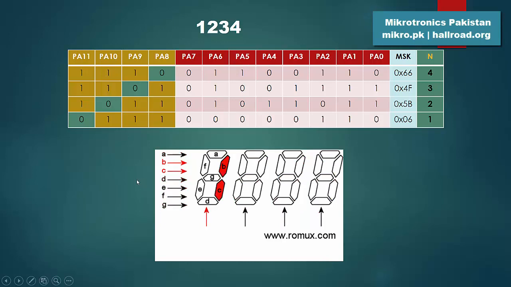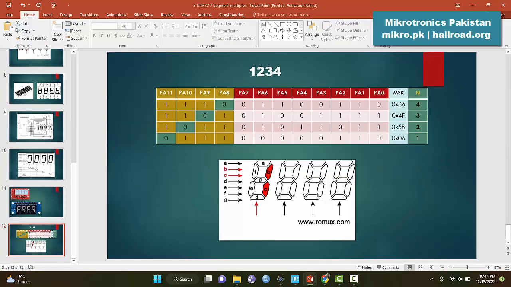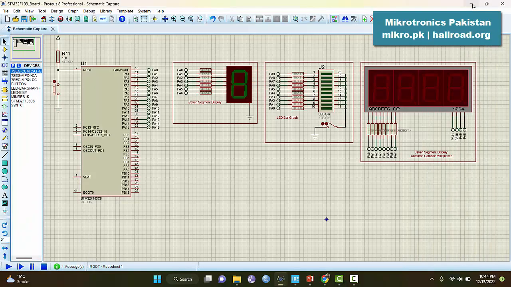In simulation or Proteus, it may not be possible to do such fast changes, but the concept will be clear, and we will be able to check whether our program is working or not. But when you run the program on the actual hardware with the actual microcontroller and the actual display, the results are really static. So let's move on to our code.